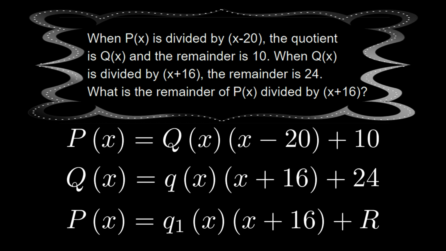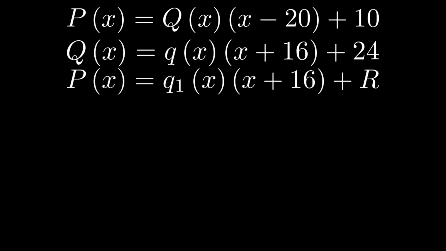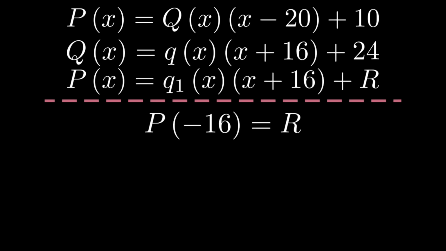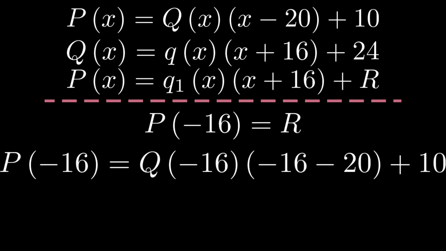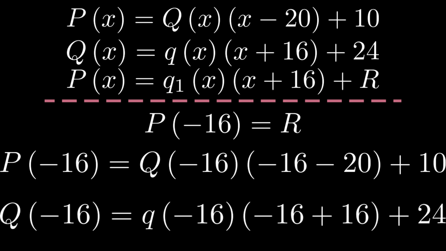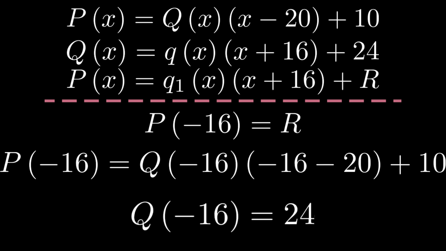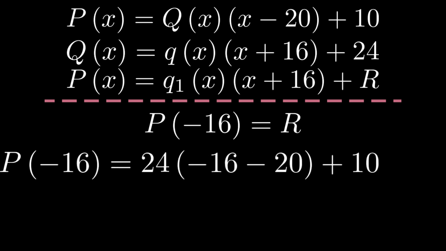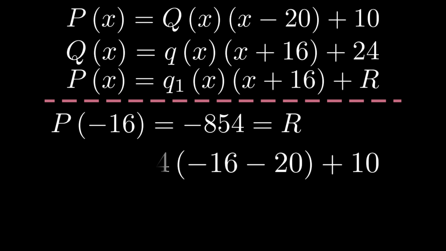The question is asking for r. Now solving for a remainder should immediately make you think of the remainder theorem. The remainder theorem tells us that r is p of negative 16. Let's use our other equation to solve for p of negative 16. This results in q of negative 16 times negative 16 minus 20 plus 10. We now have to solve for q of negative 16. Because negative 16 is the a value for this equation, we can use the remainder theorem again. Q of negative 16 is equal to its remainder, which we're told is 24. Let's replace q of negative 16 with 24. Then lastly, we compute the string and get that p of negative 16 is negative 854, which we previously showed was the remainder.